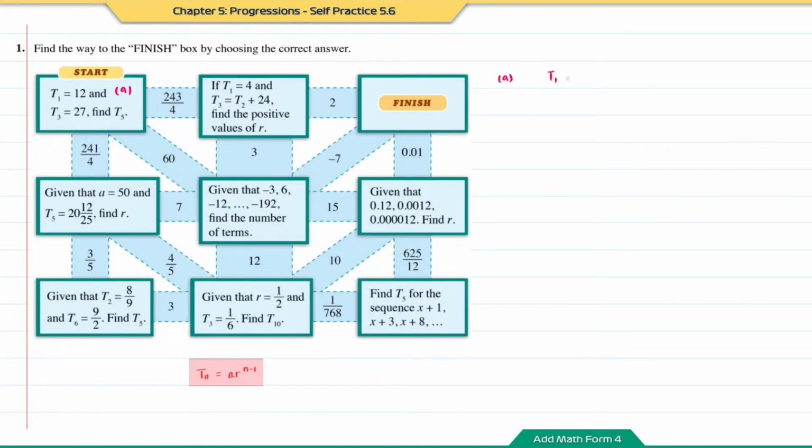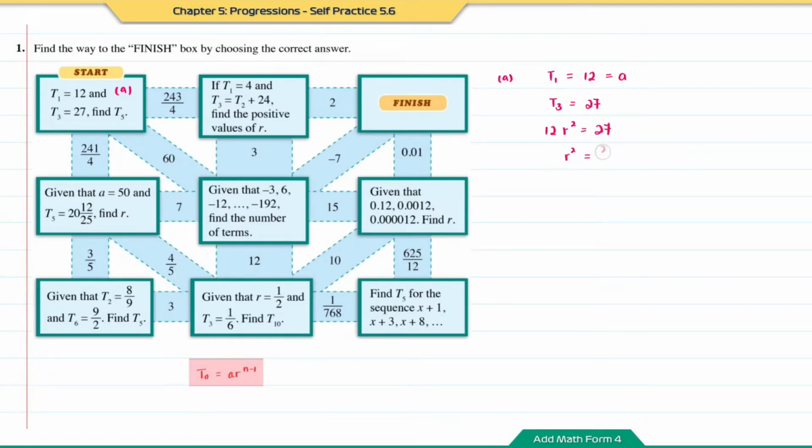The first information is that the first term is equal to 12. The first term will also equal a in the geometric progression. And the third term is equal to 27. We want to find the fifth term. So first, we're going to find the common ratio. This T3, I can substitute with ar to the power n minus 1. Here a will be 12, and r to the power n minus 1 will be r to the power 3 minus 1, which is 2. This is equal to 27.